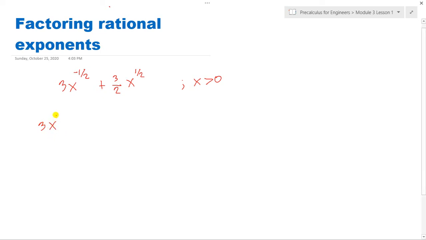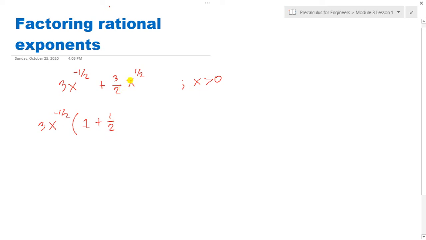So, you have 3x raised to negative 1 half. Ano yung natitira sa first term? Wala na. Kasi 3 divided by 3, 1. X raised to negative 1 half, kinuha. So, 1 na lang. Plus, dito sa second, 1 half na lang yung natira kasi ini-extract yung 3.